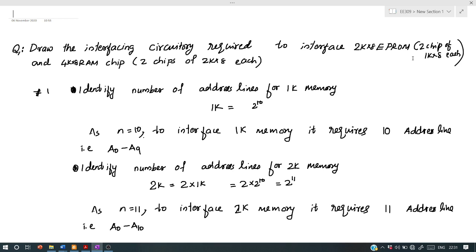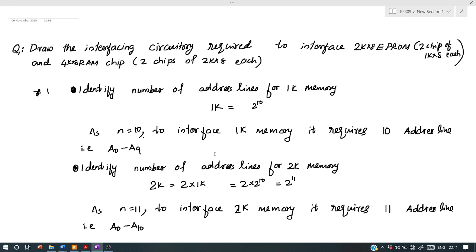In a similar way, 2K is equal to 2 into 1K, that is 2 into 2 raised to 10, which comes as 2 raised to 11. As n is 11, to interface 2K memory, it requires 11 address lines, that is A0 to A10. As we can have 4 chips, in order to select a particular chip, it requires designing some combinational circuits. Here, we usually use a 3 to 8 decoder circuit in order to select a particular memory chip.